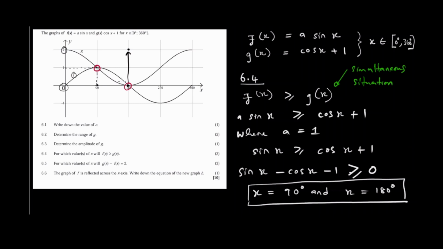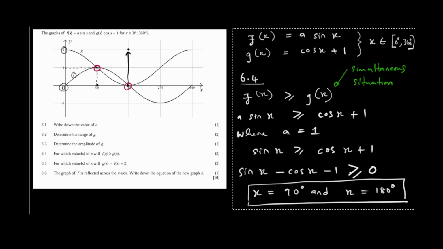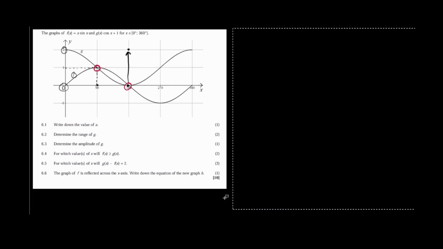So if you are equating functions and you are given the functions graphically, you simply find the points where those graphs are meeting, then you quote the x values of those points. That's why we said x is equal to 90 degrees and also x is equal to 180 degrees. So that will be 6.4 for us. Please don't hesitate to ask if need be.